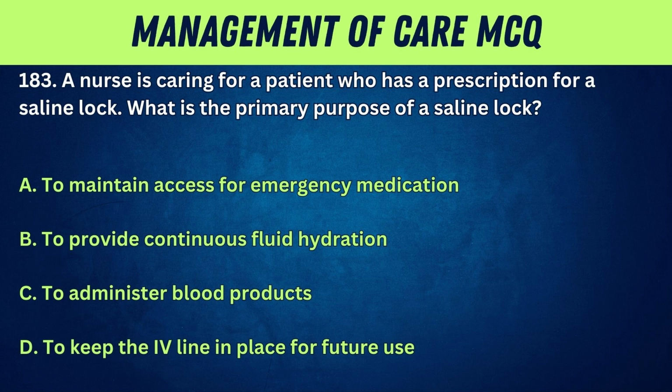183. A nurse is caring for a patient who has a prescription for a saline lock. What is the primary purpose of a saline lock? A. To maintain access for emergency medication. B. To provide continuous fluid hydration. C. To administer blood products. D. To keep the IV line in place for future use.